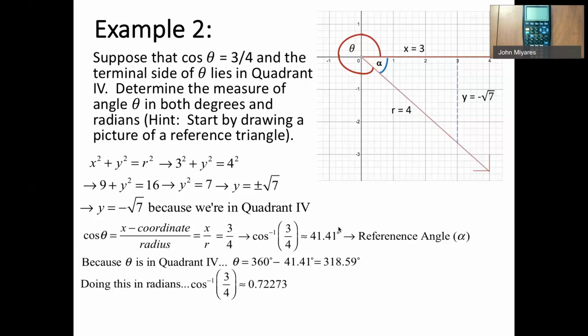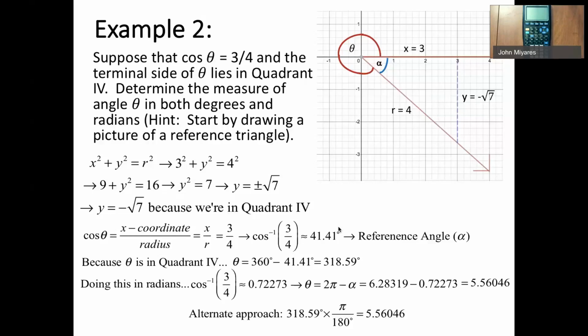If we were doing all of our computations in radians, we would get the inverse cosine of 3/4 equals 0.72273 radians, which we would want to subtract from 2 pi instead of 360 degrees in order to find the measure of angle theta. Decimalizing this gives 2 pi, or 6.28319, minus 0.72273, which simplifies as 5.56046 radians. Again, we could have gotten the radian measure by just taking our degree measure and multiplying by pi over 180. That will give you the same answer.